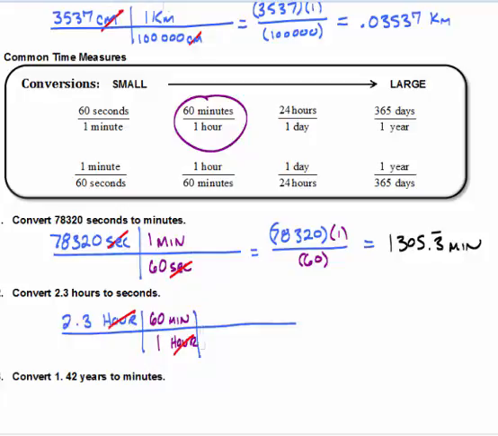And then I've got to get minutes down to seconds, so I look up here for where I can put minutes in the denominator, and you can see that that's right there. So 60 seconds in 1 minute, and because they're on top and bottom, I can divide those out, and now I have what I want, seconds.